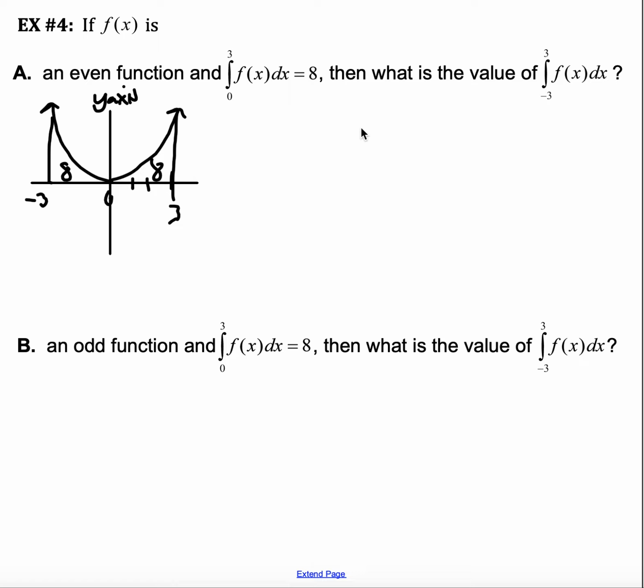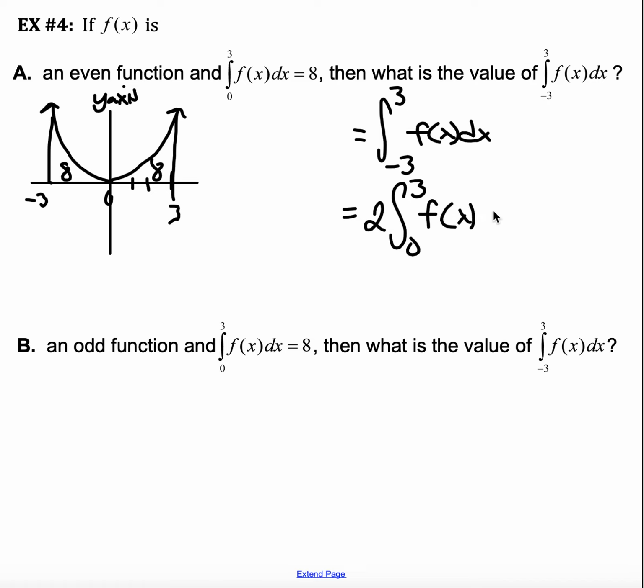So the idea here is that you use your symmetry to solve this. So don't forget that if they give you the actual function and you know it's an even function, use those properties. And we get 16.